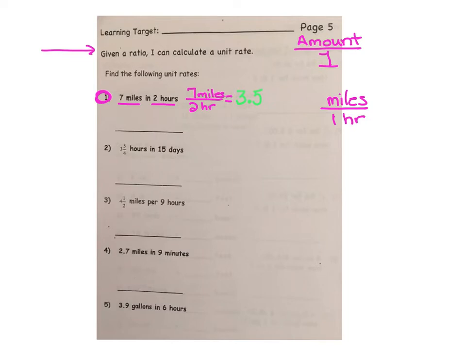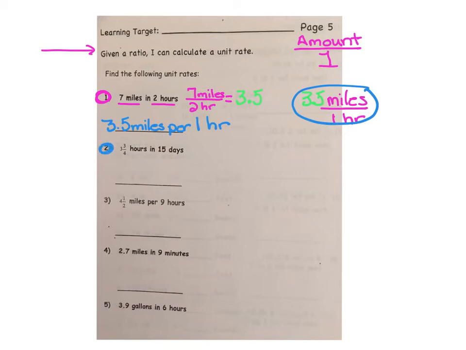But that's not the answer until we add labels. It means you travel 3.5 miles in 1 hour. That's the unit rate written as a ratio. In a linear fashion, using the word per, you would write 3.5 miles per 1 hour. Let's move on to number 2.